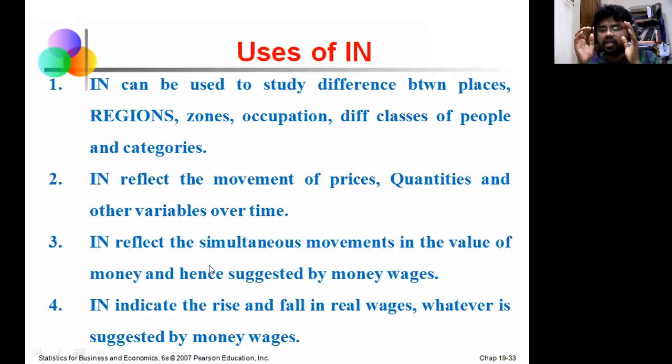Similarly, whatever index number we construct should reflect the simultaneous movement in the value of money, as suggested by money wages. For example, as money wages increase, there may be a decrease or increase in the money supply or value of the money. The value of the money may increase or decrease, so it depends on the situation and on the area also. And fourth one, the index number indicates the rise and fall in the real wages, whatever is suggested by money wages. See here, there are increases and decreases.